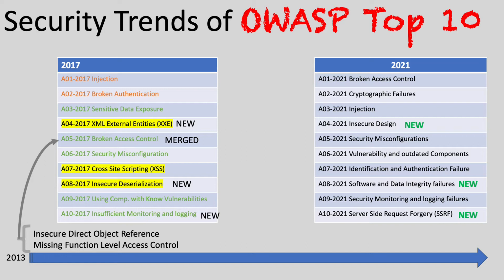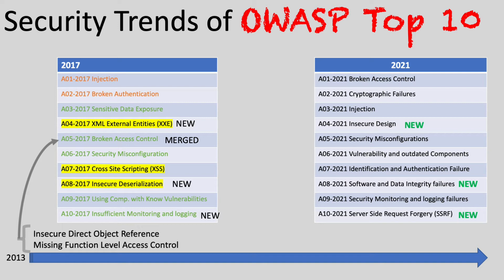But in 2017, we had a couple of new ones. We had XML external entities, so that was new. And then we had insecure deserialization and insufficient monitoring and logging, and those two specifically were community driven. The security community felt they were important, and they came onto this list. Before I move on, I just want to highlight that the OWASP Top 10 is a consensus on what the top critical security risks are to web applications. So that's why the community is important.